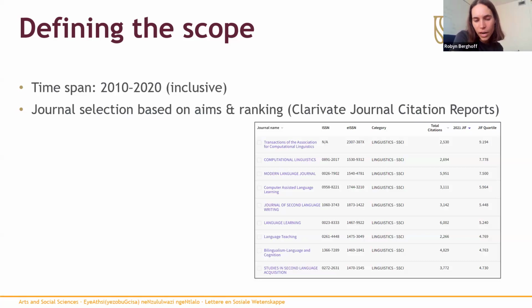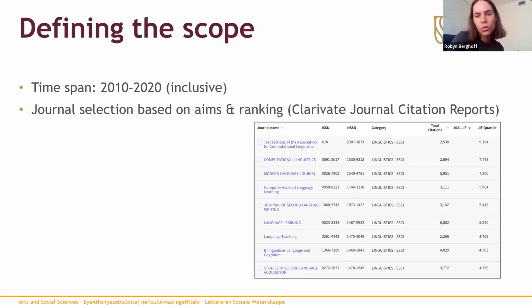And then as a secondary criterion, we used journal impact factor to identify high-ranking journals that publish in this area. We retrieved impact factor from the Clarivate Journal Citation Reports database that the Stellenbosch University Library subscribes to, and perhaps many university libraries subscribe to as well. For any given field that you input, this gives you a ranking of the journals in that field according to impact factor.